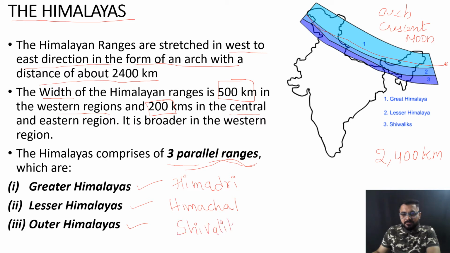So these are the three parallel ranges. As you can see, they are parallel to each other. First, the northernmost, we have the Greater Himalayas. After the Greater Himalayas, we have the Lesser Himalayas, and the last range of the Himalayas is the Outer Himalayas. We'll be discussing each one of these in detail in the next slide.